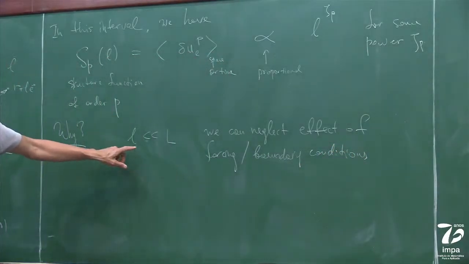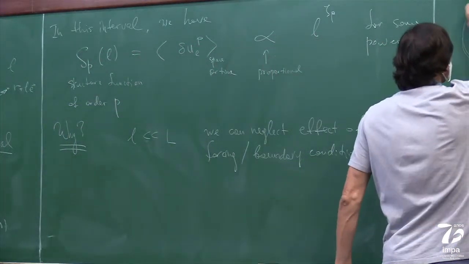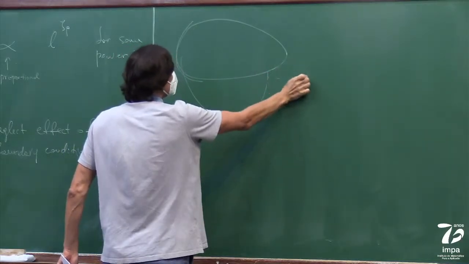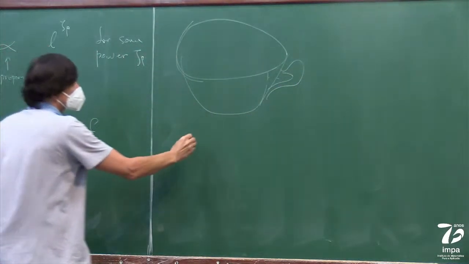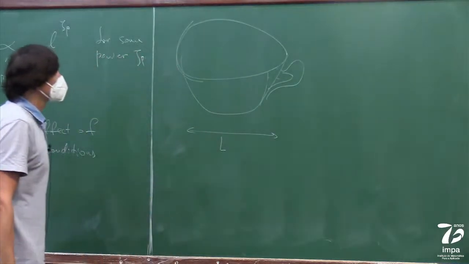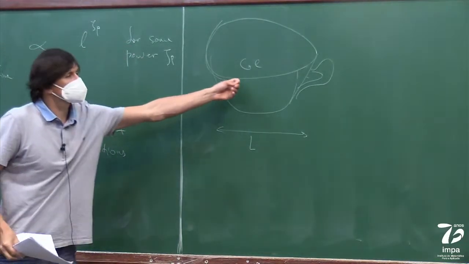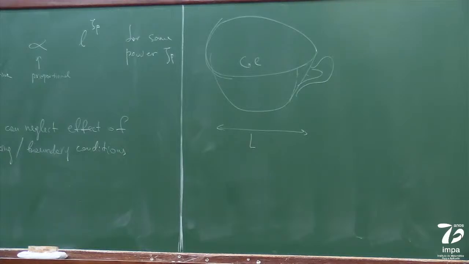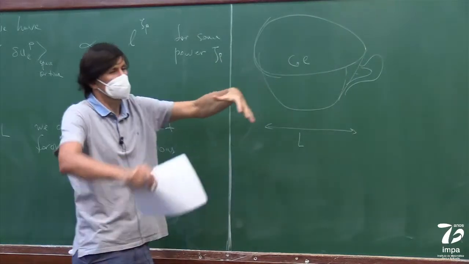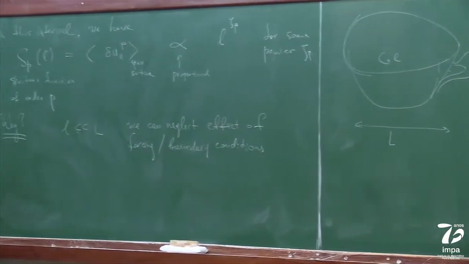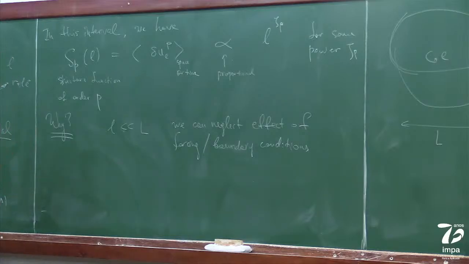So the scales are much smaller than the, for example, imagine that you have a cup of coffee, and it has a size L. We want to know what happens at small scale, small l, which is small but not too small, but anyway it's much smaller than L capital. In that case, usually these points are far away from a boundary, so it's reasonable to neglect the effect of forcing at that scale.